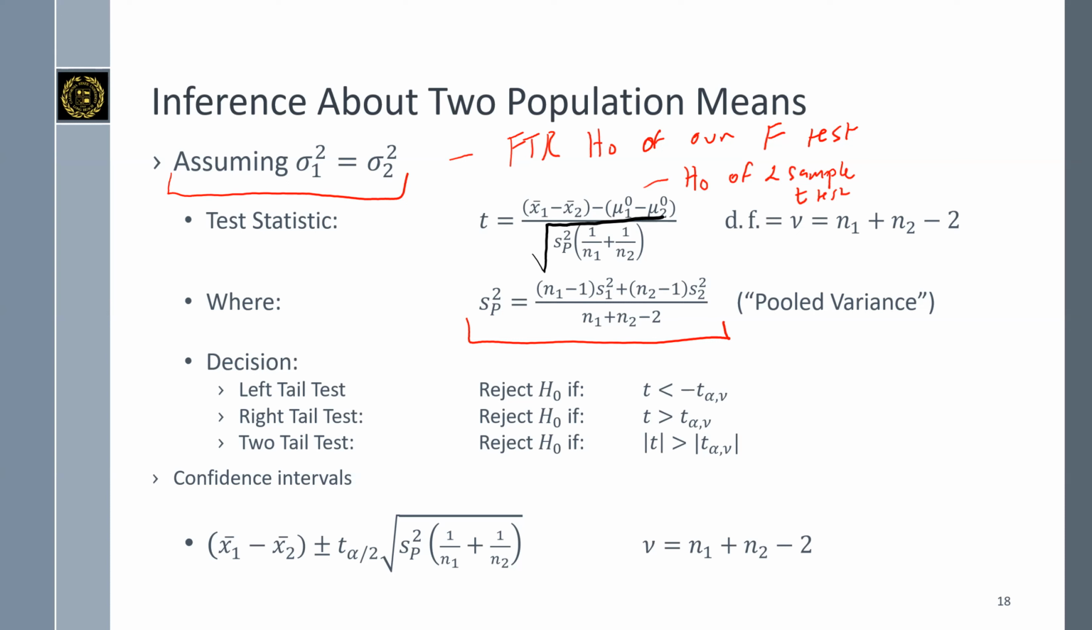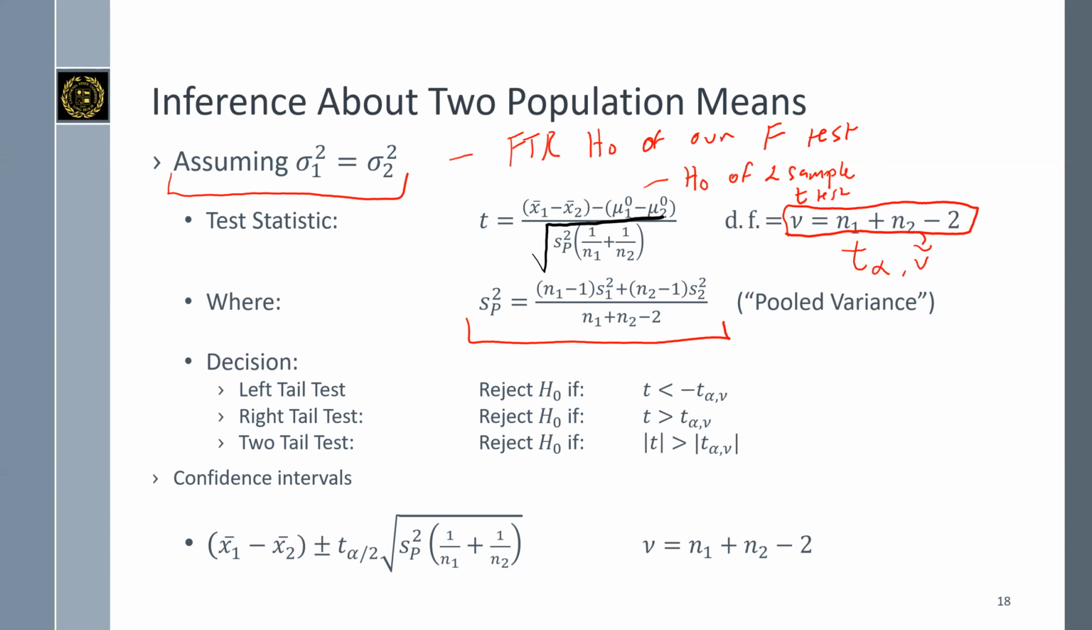Now your degrees of freedom. Remember, we're running a 2-sample t-test. You're going to be using your t-table. So your critical value is t of alpha, comma, v. This v is n1 plus n2 minus 2. This is extremely important. This is what goes in right here.